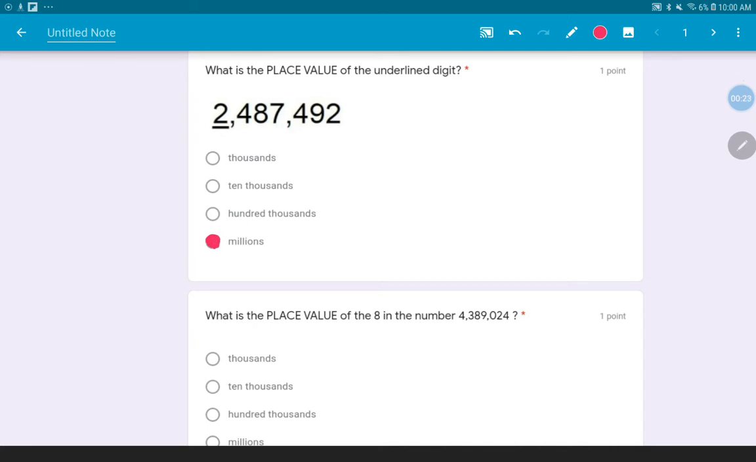The second question asks the place value of the 8 in the number 4,389,024. What is that, Olivia? 8,000. 10,000. It's in the 10,000s place value. Very good. Here's the 8 right here, and it's in the 10,000s place value.